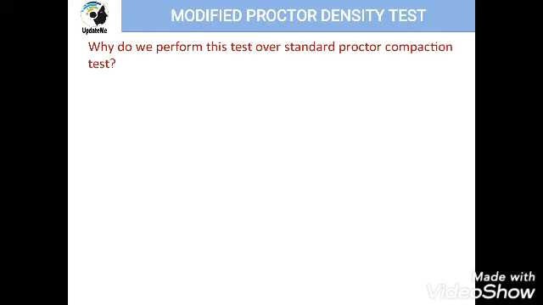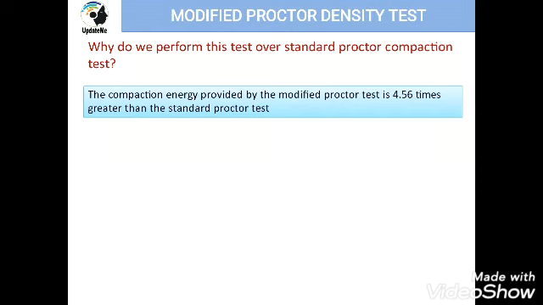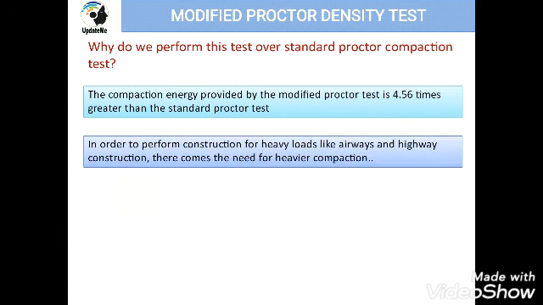Why do we perform this test over the standard Proctor compaction test? Generally, for heavy work we perform the modified Proctor density test instead of the standard Proctor compaction test. Why? The compaction energy provided by the modified Proctor test is 4.56 times greater than the standard Proctor test. In order to perform construction for heavy roads like railway, airways and highway construction, there is a need for heavier compaction. And how will we achieve the heavier compaction in the modified Proctor density test? We will see in the next slide.